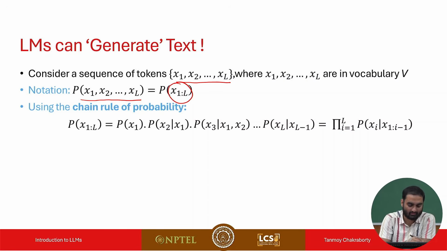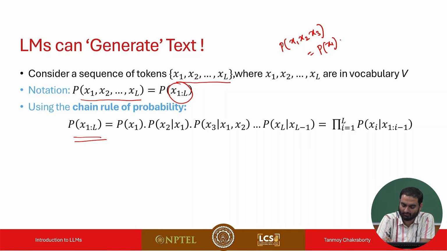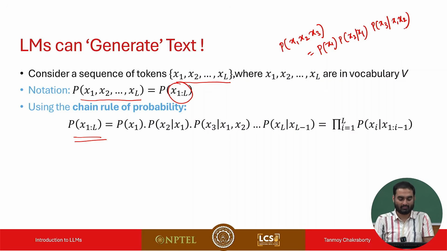So it's a joint probability x1 to xl, right? And how do we measure this joint probability? We can unfold it into multiple conditional probabilities using the chain rule. We all know that p of x1, x2, x3 can be computed as p of x1 times p of x2 given x1, times p of x3 given x1, x2, and so on and so forth, as you see here.